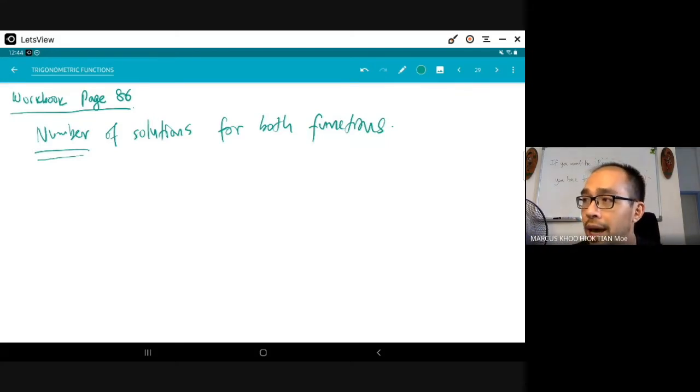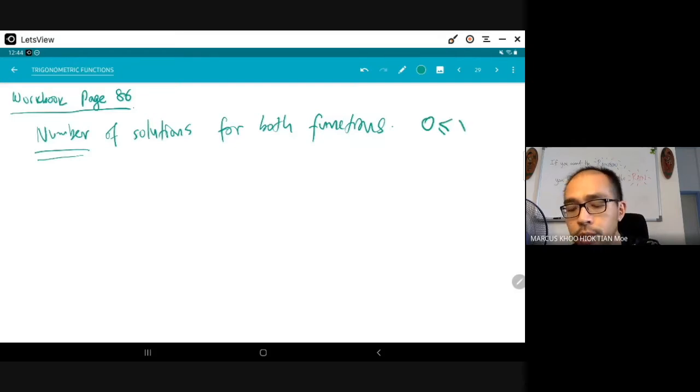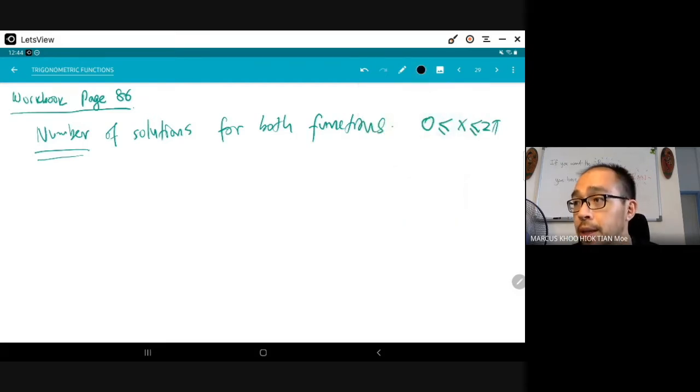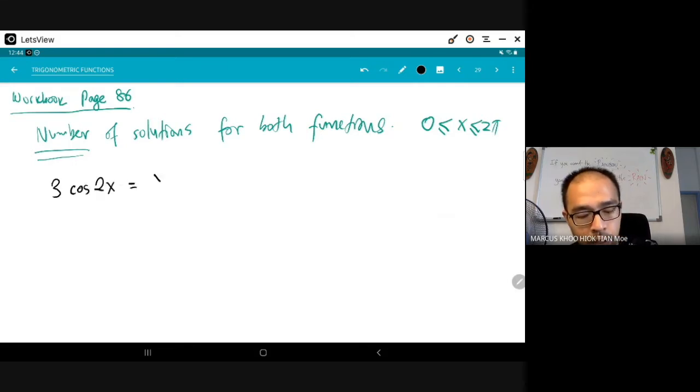The question says determine the number of solutions for each trigonometric equation in the domain 0 to 2 pi. So first thing we need to know, it is between 0 to 2 pi. We make sure that we draw according to that, by sketching the graphs of the trigonometric function and the algebraic function. The example given is 3 cos 2x equals x over pi minus 1.